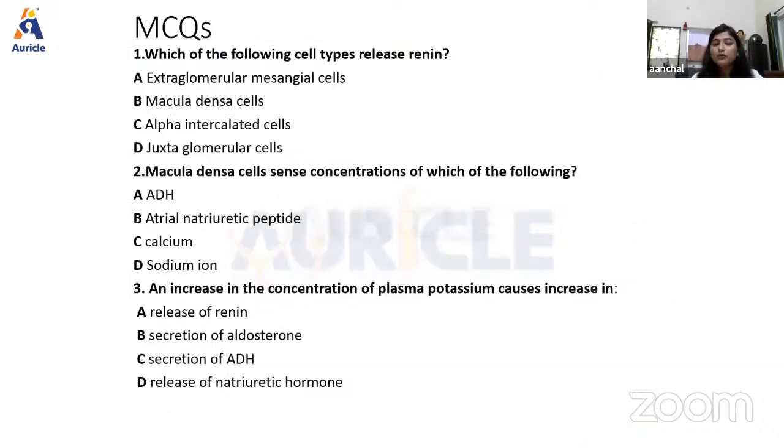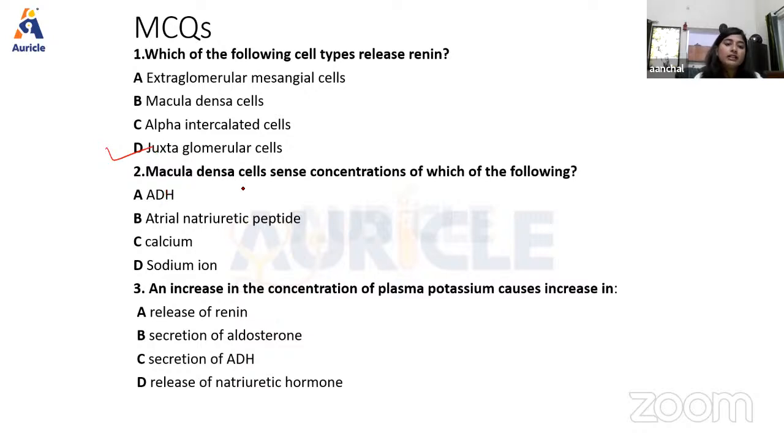Now we have some MCQs. I'm giving 30 seconds to all the students to solve this MCQ. The first is a very easy one. Which of the following cells releases renin? The options are extraglomerular mesangial cells, macula densa, alpha intercalated cells, or JG cells. You have 30 seconds to give the answer. Yes, the answer is D.